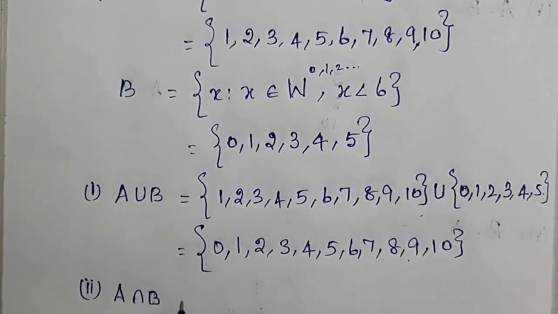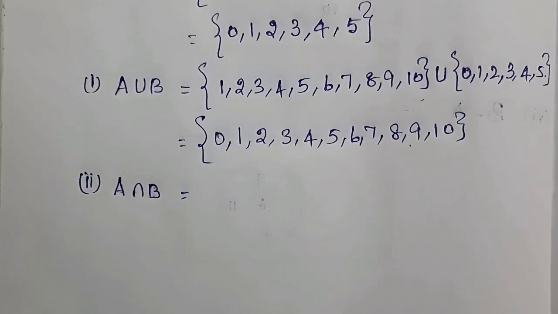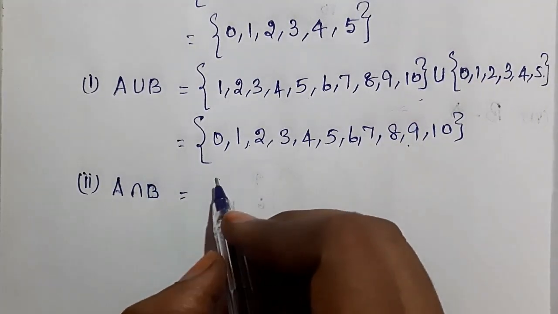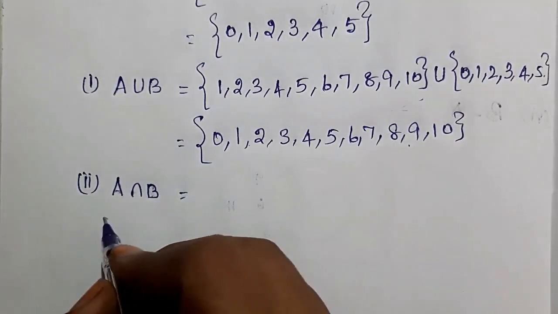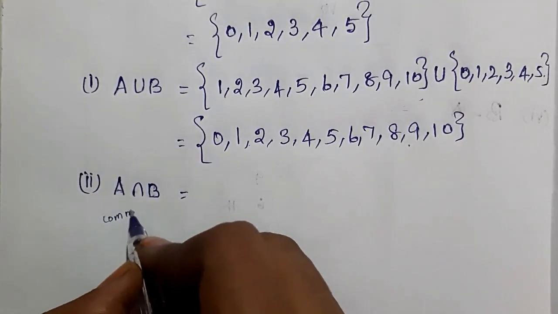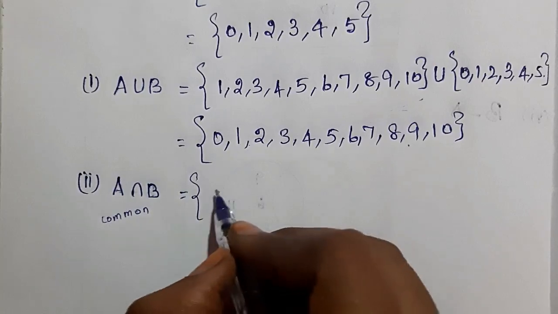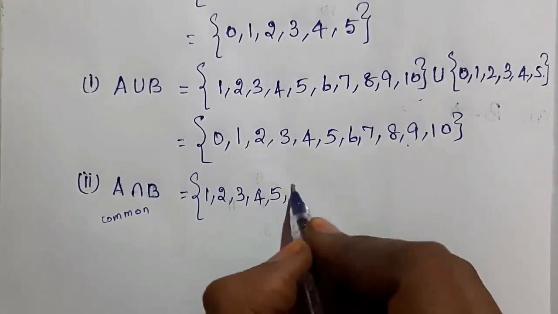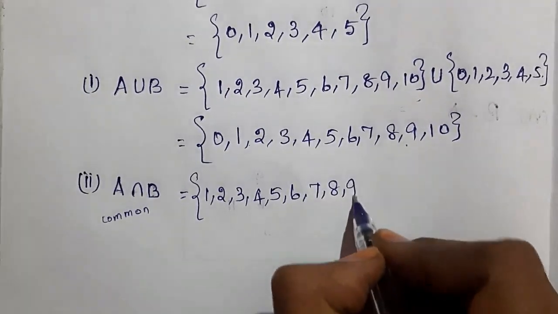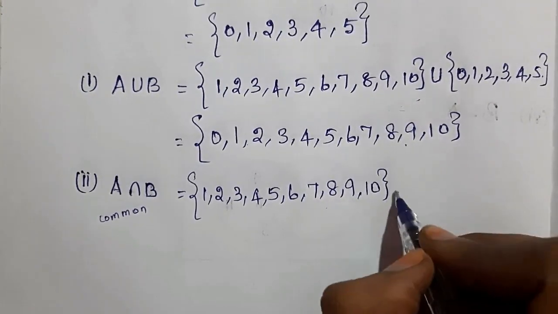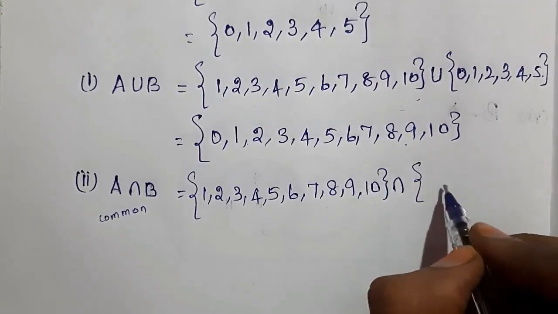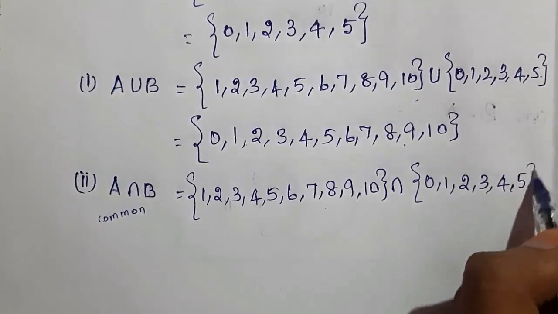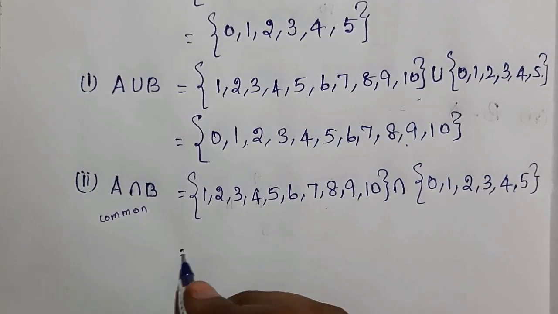A intersection B. Okay. You know the meaning of intersection. Intersection means you have to collect the common elements. So in intersection you collect only the common elements. First you write the set A: 1, 2, 3, 4, 5, 6, 7, 8, 9, 10. It is set A. Then intersection. Write the B set: 0, 1, 2, 3, 4, 5. So collect only the common elements.